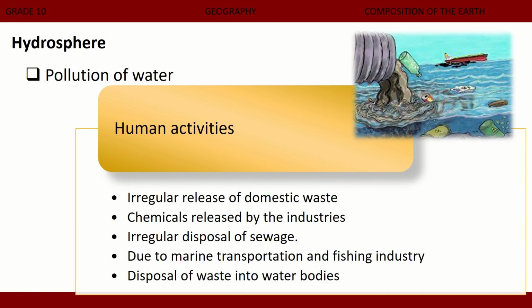Here are the human activities that cause the pollution of water. Irregular release of domestic waste, chemicals released by industries, irregular disposal of sewage, marine transportation and the fishing industry, and disposal of waste into water bodies.